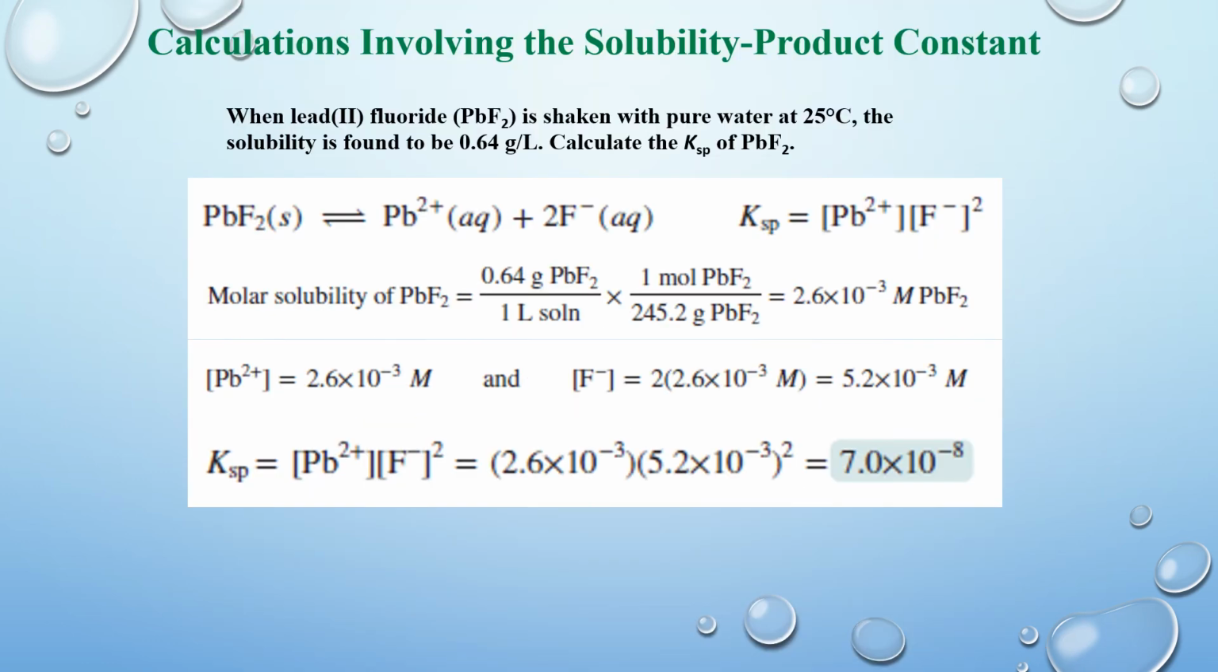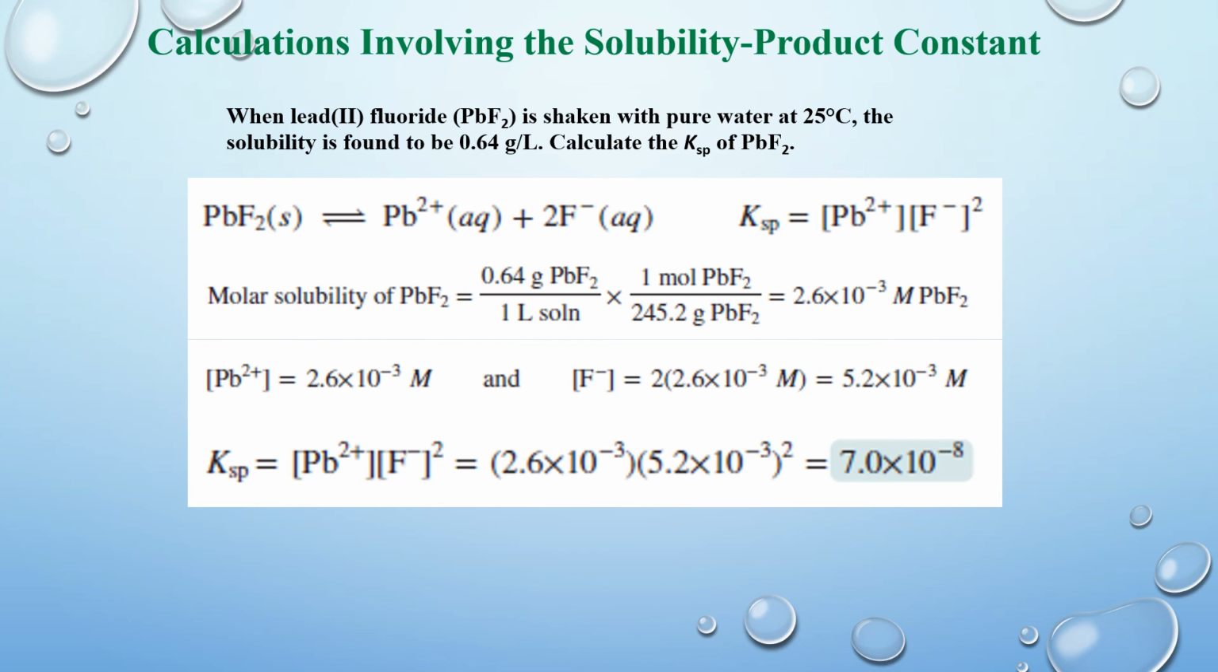When we put a slightly soluble ionic compound into water and the solution has reached saturation, we can say the system has reached equilibrium, or this dissolution reaction has reached equilibrium. At this equilibrium condition, we can actually calculate the equilibrium constant based on the amount of the salt that has been dissolved. So let's take a look at this example problem.